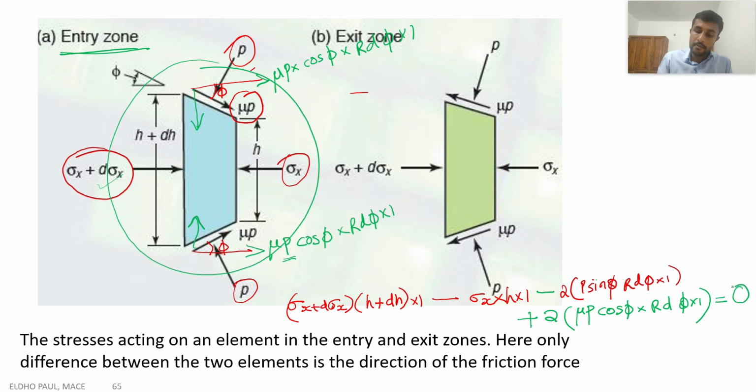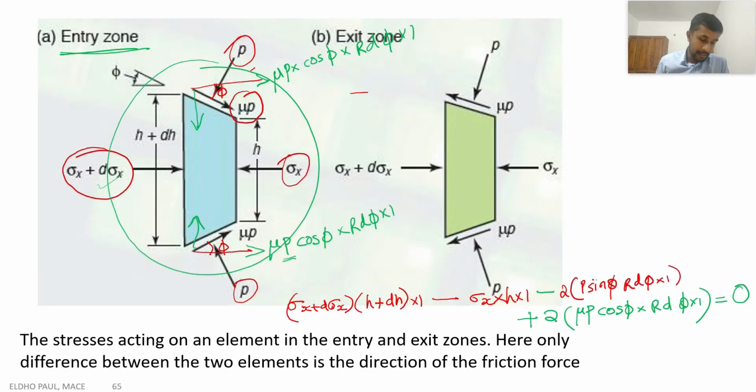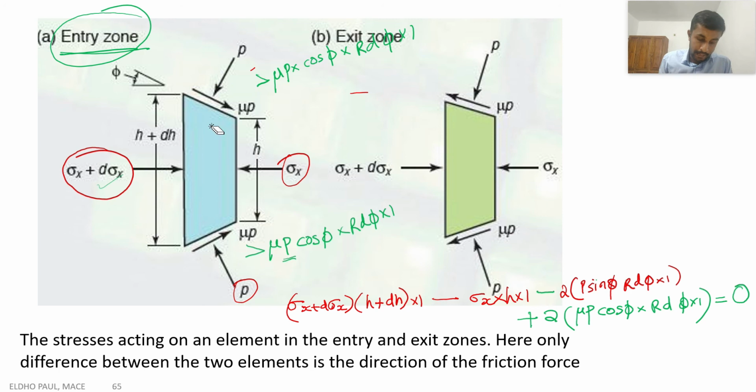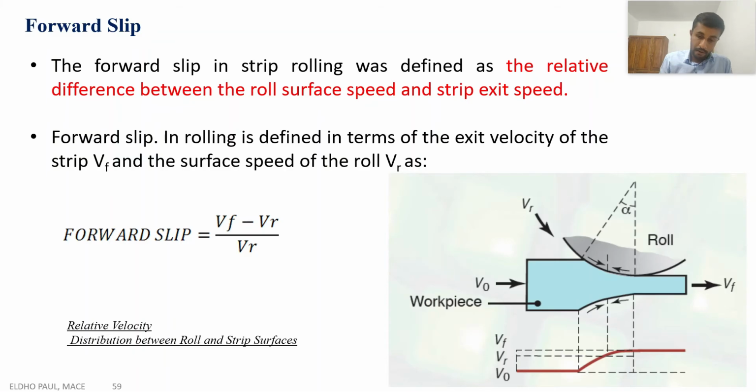So we can set this equal to 0. This is the same equation we got. Here we only analyze the entry zone and exit zone. In the entry zone, we can see the mu P direction is towards the right. From the previous figures, we already discussed that in the entry zone the mu P is towards the right, but in the exit zone the mu P is towards the left.